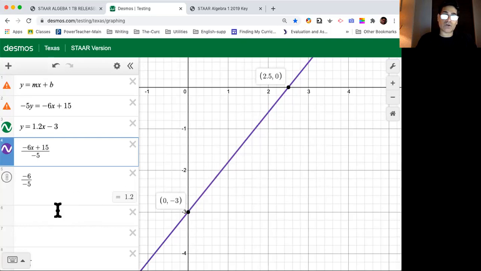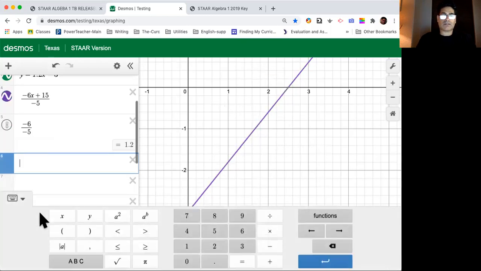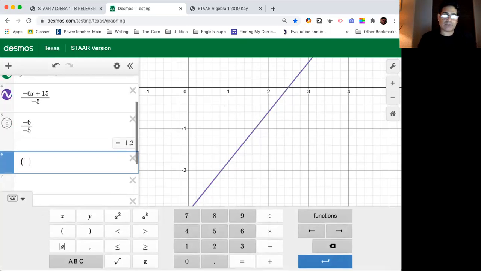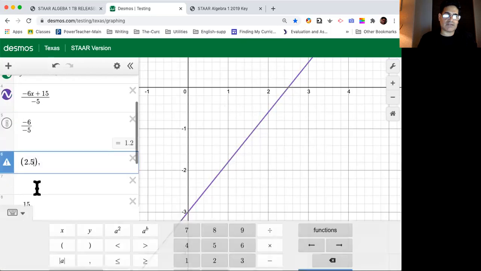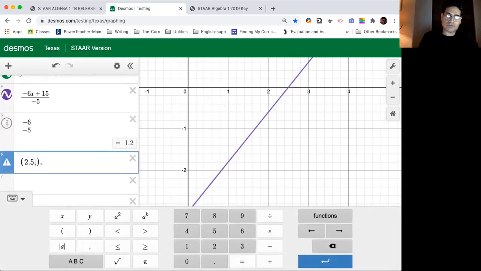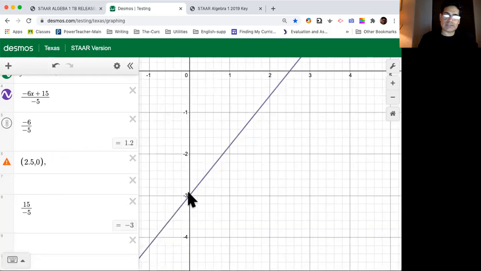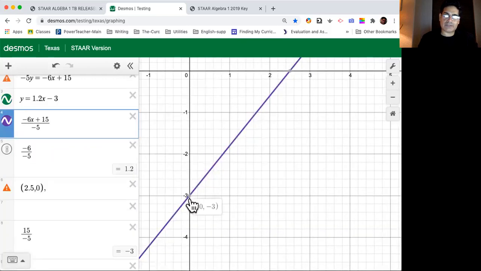Those are our coordinates that hit those axes, and that might be important, right? Let's see, I'm going to mark those down because I have the time to do it. 2.5, 0, and then the other one is 0 and negative 3. It says right there, I don't have to guess.